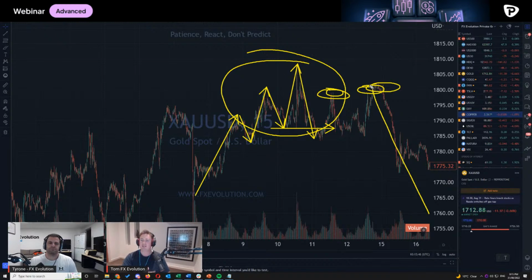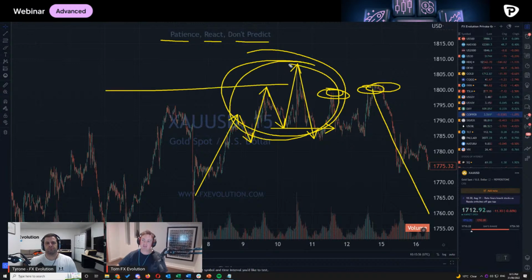The good thing about this is you're giving yourself a higher probability of success because, of course, you're being patient. And you'll notice up here we say patience, react, don't predict. What we're doing is we're reacting to the market telling us it's found that level as a key point of resistance or a key point of support. And that's an advanced technique in itself.